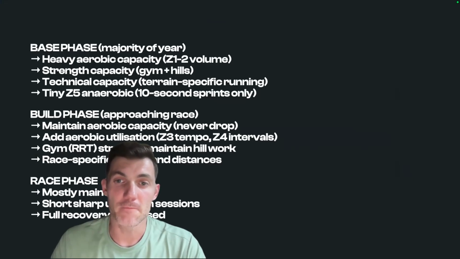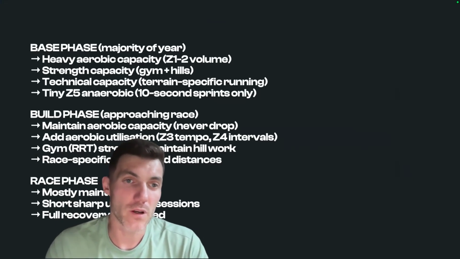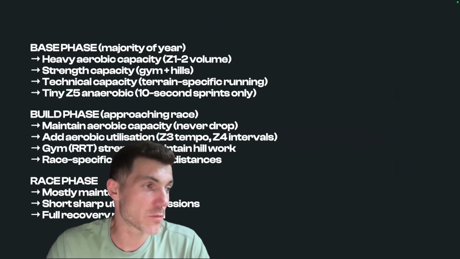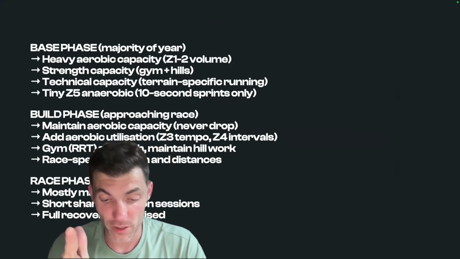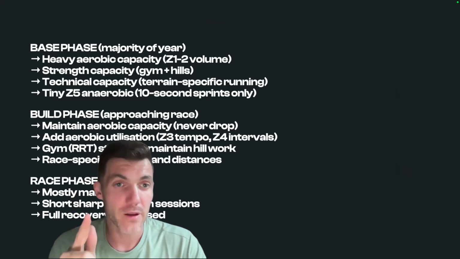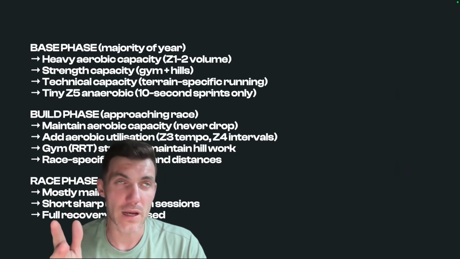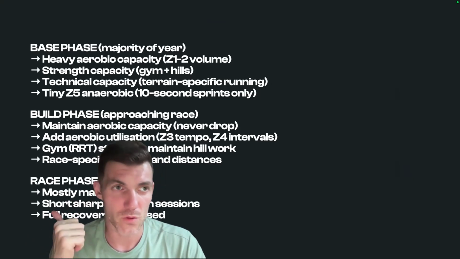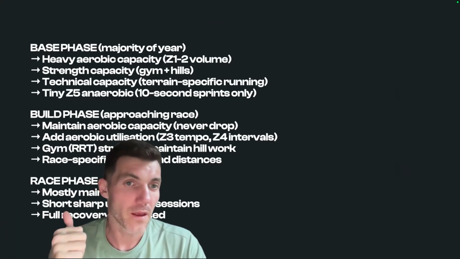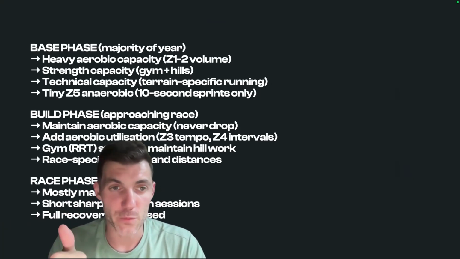Okay, so this is approximately a plan that you can think of. You have base phase, so the majority of the year is heavy aerobic capacity, zone one, zone two. That's for people who are training for trails. Those who are training for marathon, you should ignore this. First of all, identify what your strengths and weaknesses are. Do aerobic decoupling, do LT1 test, do LT2 test, and see what you need to improve. Then strength capacity, so gym and hills, technical capacity, terrain specific running, and tiny zone 5 anaerobic.